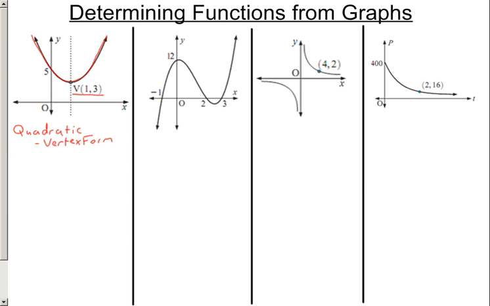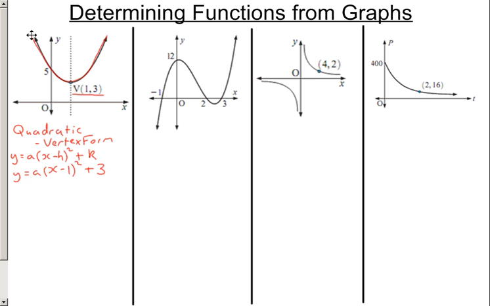And remember that the vertex form is y equals a, x minus h, where h is the x-coordinate of the vertex, all squared, plus k, where k is the y-coordinate of the vertex. So for this specific one, we have y equals a, x minus h is the x-coordinate, so that's 1, squared, plus k is the y-coordinate of the vertex, that's 3.